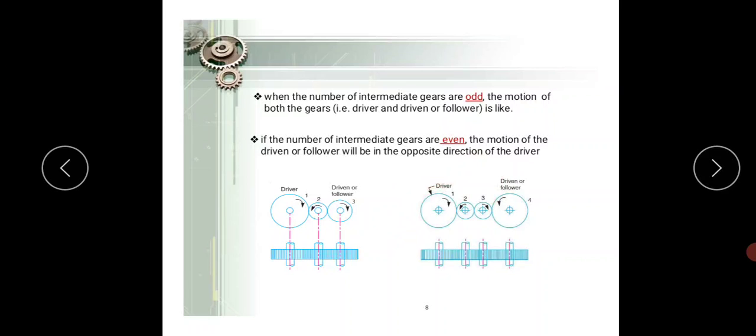If the number of gears is odd, it will give the same rotation. If the number of gears is even, it will produce the opposite direction. If the input is clockwise, the output gets anti-clockwise, or if the input is anti-clockwise, the output gets clockwise direction. That's it. Okay, now going to the next slide.